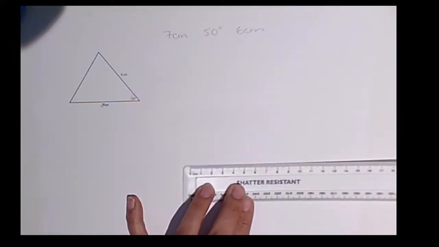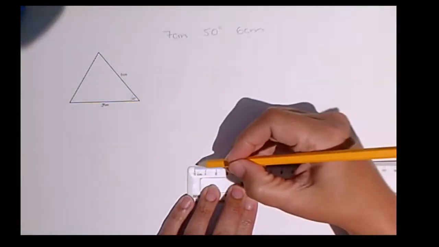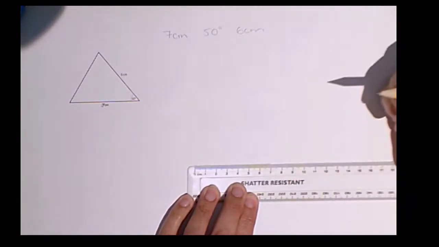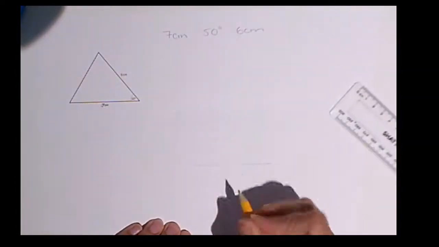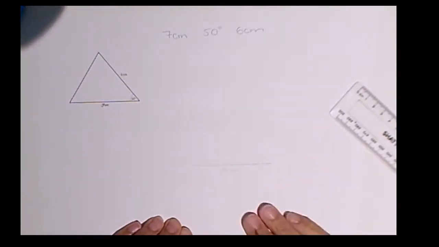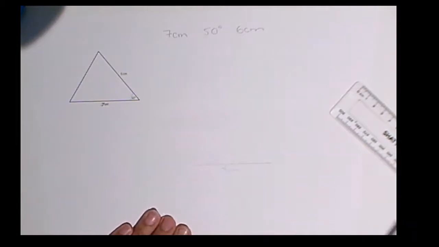So taking our ruler, we need to draw nice and accurately a nice straight line from 0 to 7. Okay, I'm going to label that 7 centimeters. All right. Next then we're going to use our protractor.